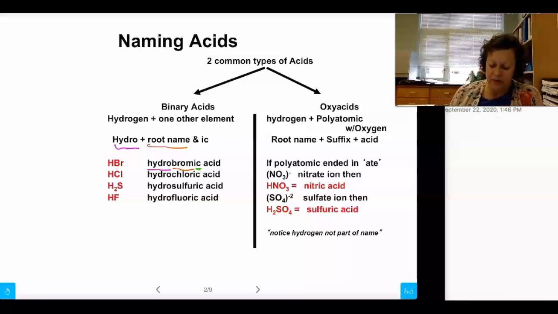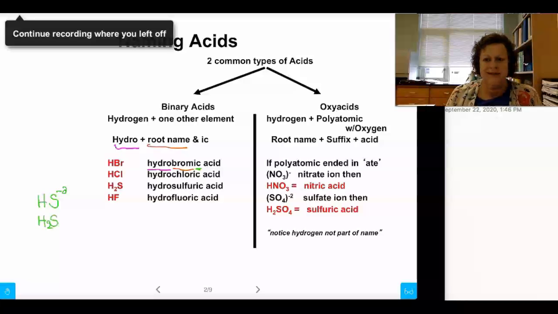H2SO4, remember sulfur, the oxidation number of sulfate is a -2. And then for HF, you would have hydrofluoric acid. So binary means 2.